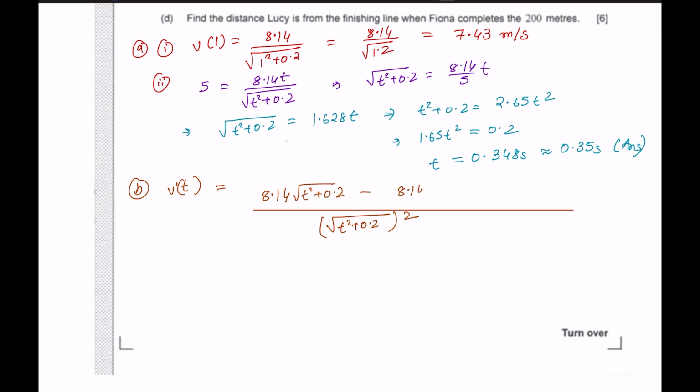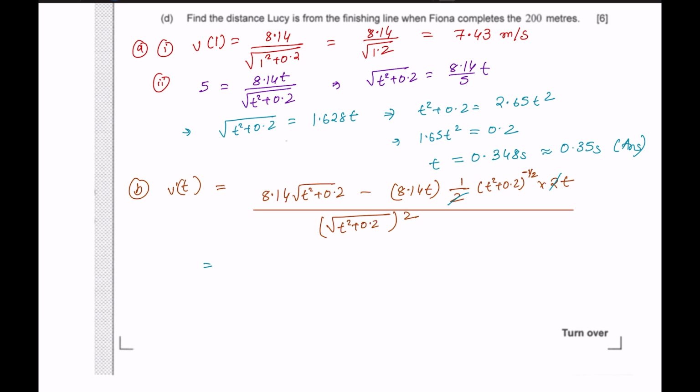Now the numerator remains the same, and the differentiation of the denominator would be 1 by 2, that is the power, differentiating root t squared plus 0.2, right? So t squared plus 0.2 to the power of 1 by 2. First, I bring the power to the front, then reduce the power by 1. So this becomes t squared plus 0.2 to the power of negative 1 by 2. And differentiation of t squared is 2t. And cancel these from here.